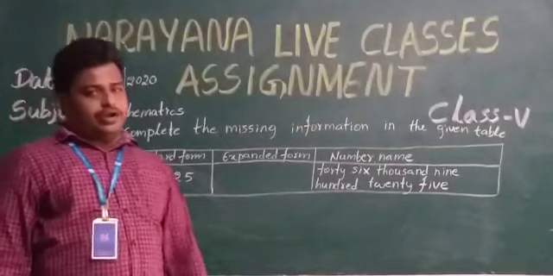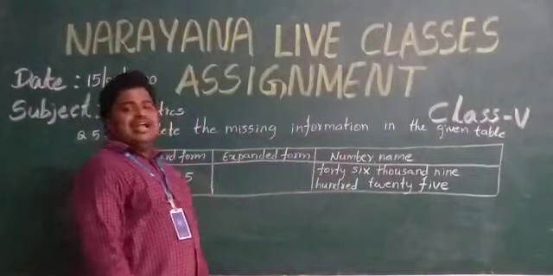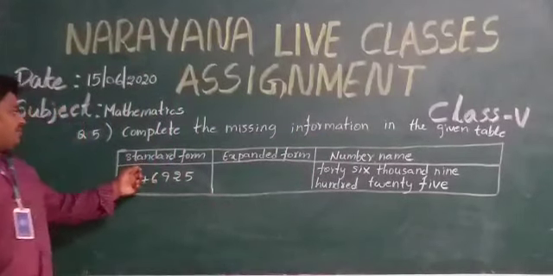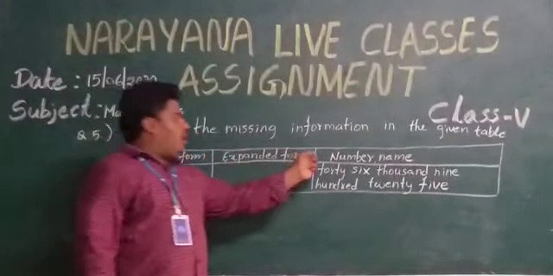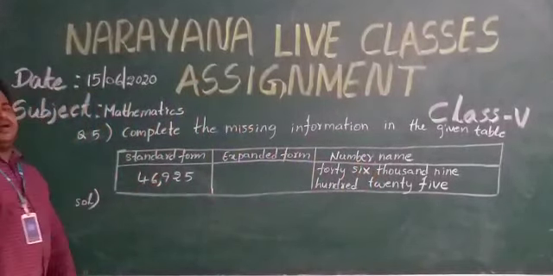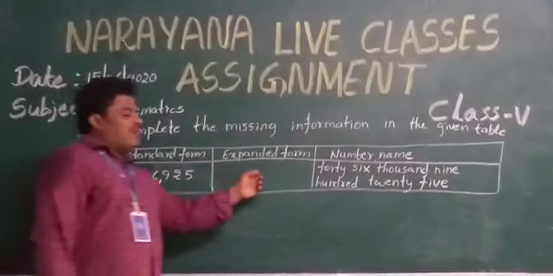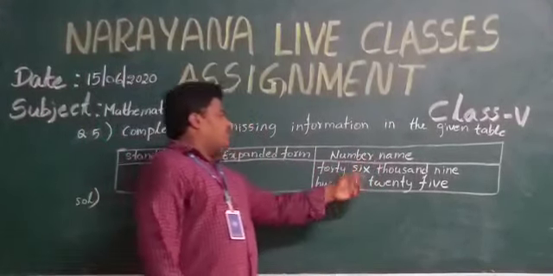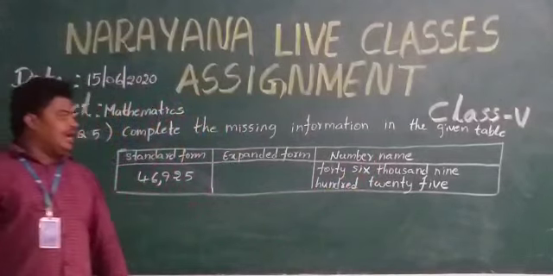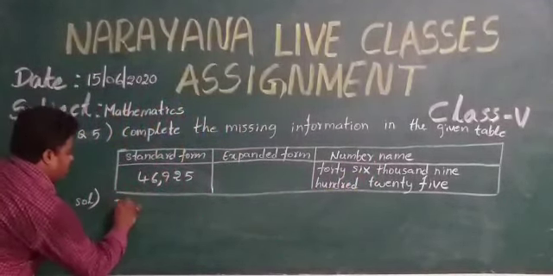Children, next we are going to discuss the fifth question. Complete the missing information in the given table. The given table has standard form, expanded form, and number name. Here the standard form is given. Standard form means using commas to separate the digits. Expanded form is missing, and the number name is also given. The number is 46,925. Now we have to write the expanded form.